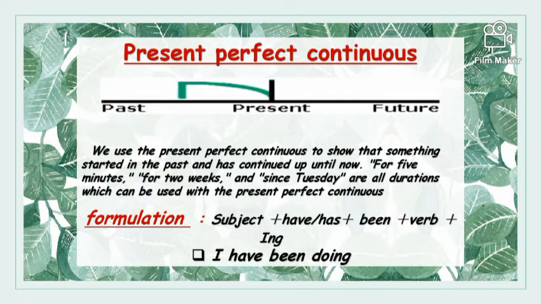Let's move on to the present perfect continuous. We use the present perfect continuous to show that something started in the past and has continued up until now. For 5 minutes, for 2 weeks, and since Tuesday are all durations which can be used with the present perfect continuous. And the formulation of present perfect continuous is subject plus have or has plus been plus verb plus ing. I have been doing.